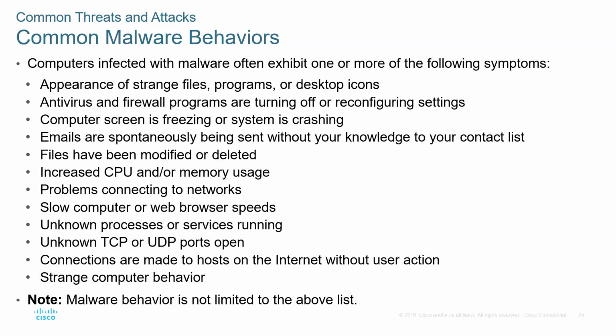If you have strange programs on your desktop, antivirus and firewall programs keep turning off or are reconfigured to do something else. Your computer keeps freezing, although it could be something else, a hardware issue. Emails are being sent without your knowledge. You have files that are being modified or deleted. We talked earlier, I think in chapter 3 or 4, about Windows, where you can check the task manager to see if your CPU and memory usage is very, very high. That could be a virus.